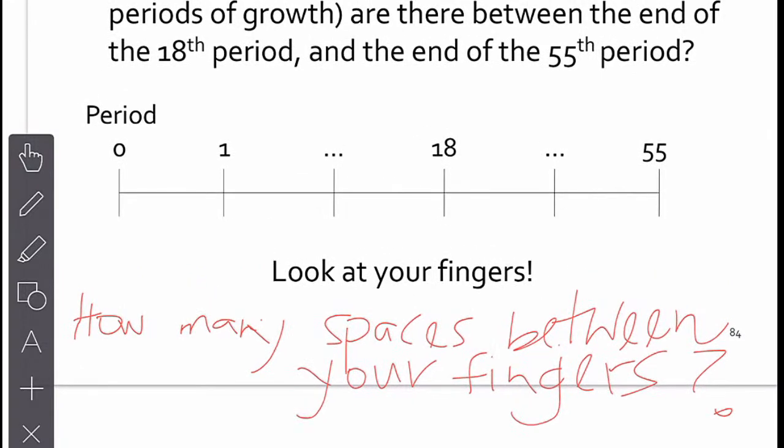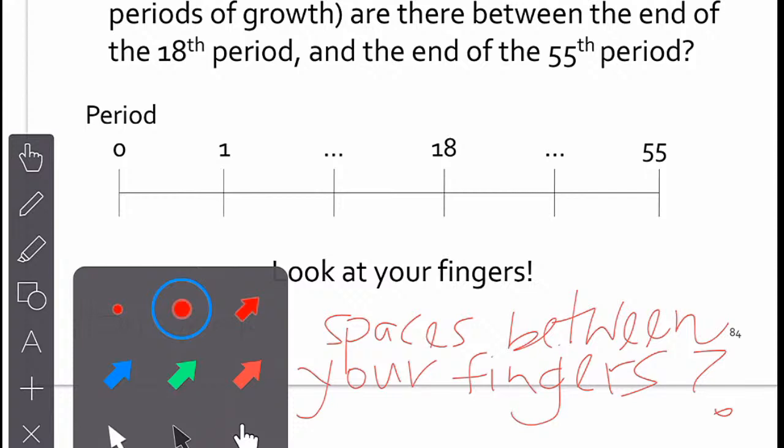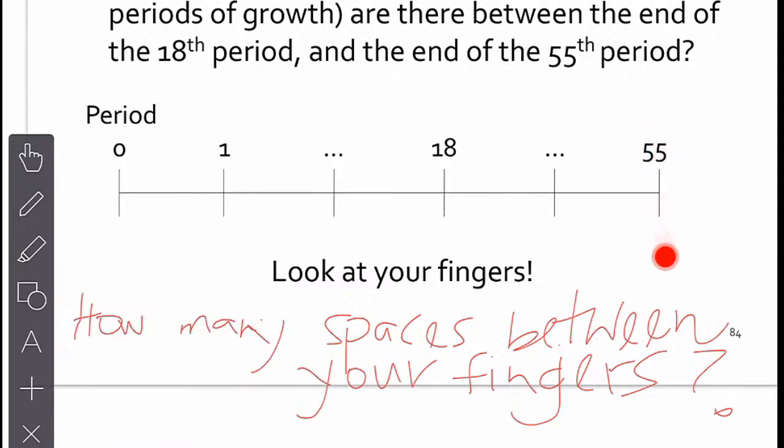So the spaces are 4, right? But you have 5 fingers. So to actually know that without looking, if you numbered your fingers, the last one would be 5 and the first one would be 1. You're taking the last one minus the first one to get 4. It's the same thing with intervals. You take the end of the last one minus the end of the first one, and that'll tell you how many intervals. So anyone who said 37 is correct.